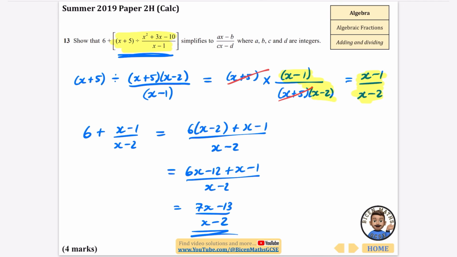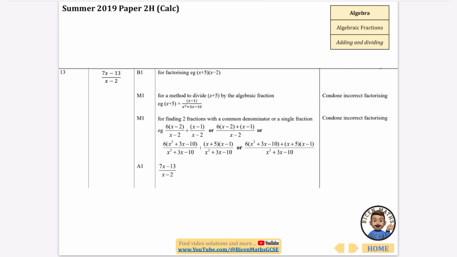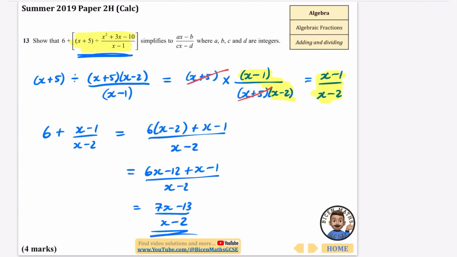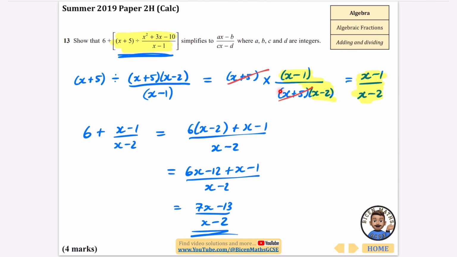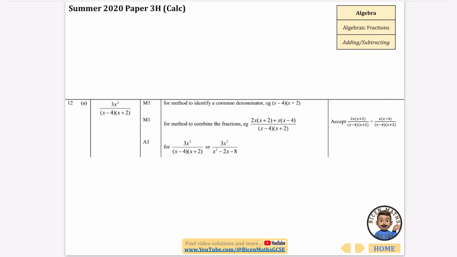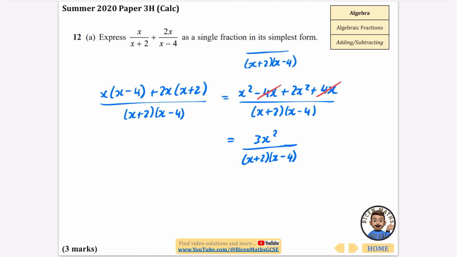Let's double check we've got it right. 7x minus 13 over x minus 2. Okay, so that is everything on algebraic fractions. You really need to know what is going on with the cancelling kind of process. You need to know what's going on with factorising quadratics. You need to know how to add fractions. There are so many different skills here.